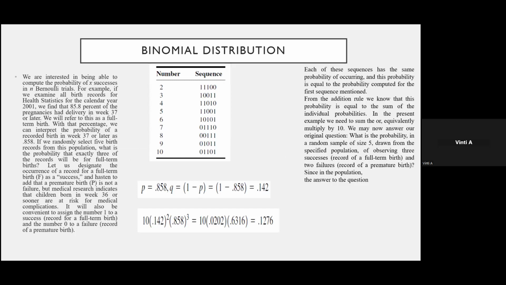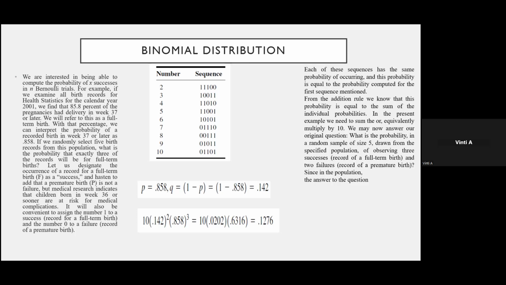So for example, this is in terms of having a probability of a full-term birth and a probability of not having a full-term birth. Let's say all birth records for health statistics in a particular calendar year were looked at, and one found that 85.8% of the pregnancies had delivery in week 37 or later. If a pregnant woman delivers in week 37 or later, that is counted as a success. And if she delivers before 37 weeks, then that is counted as a failure.